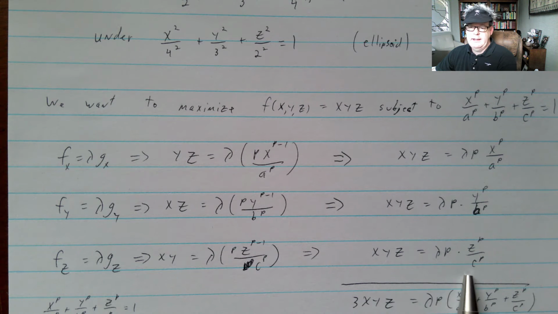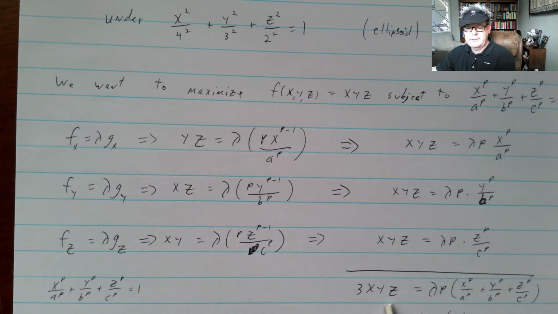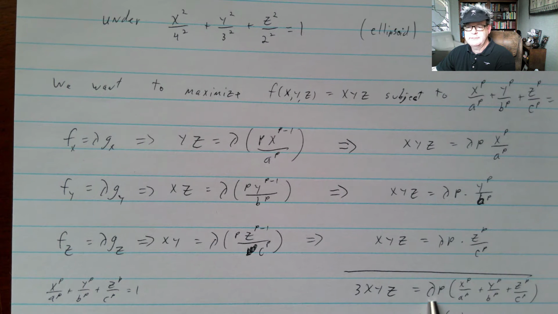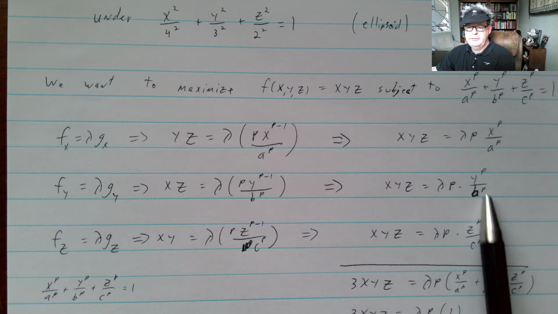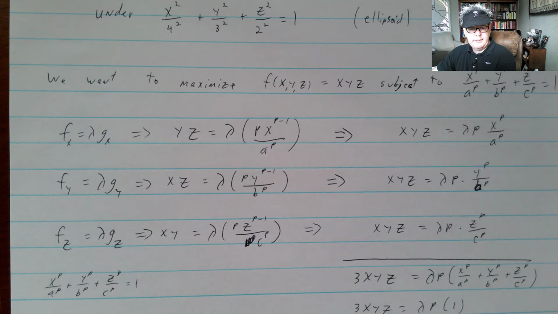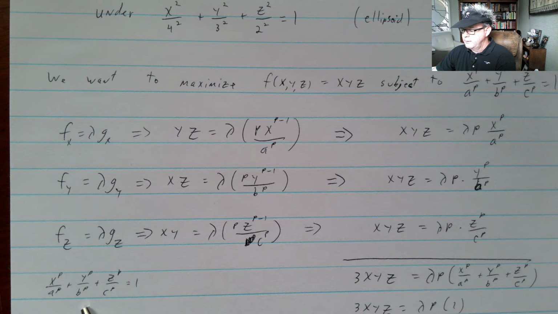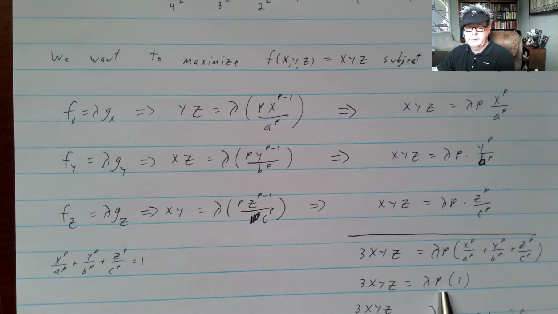And again, I worked it ahead of time, so I know a good way to solve this problem. So here we get xyz all 3 times if we do that. And then, if we add all 3 equations, I get 3xyz on the left. And then I get lambda p times the sum of these 3 terms. But by the constraint, those 3 terms add up to 1. So 3xyz is lambda times p.